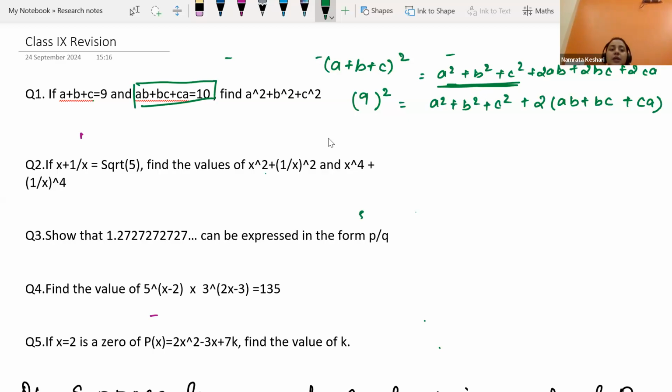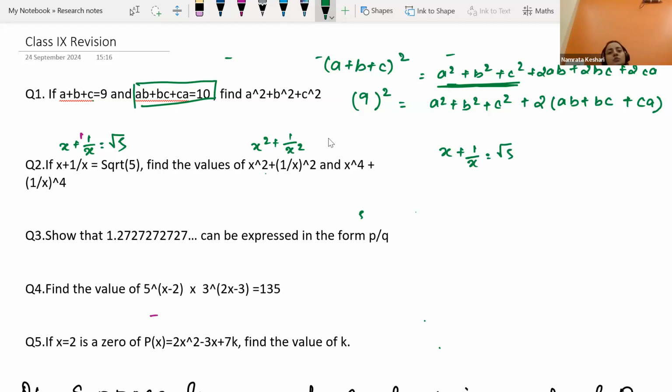Here x plus 1 by x is given as square root of 5. We have to find the value of x square plus 1 by x square. We also have to find the value of x to the power 4 plus 1 by x to the power 4. See, think about it. Whatever we are having in hand, we are having in hand x plus 1 by x. That is given as root 5.